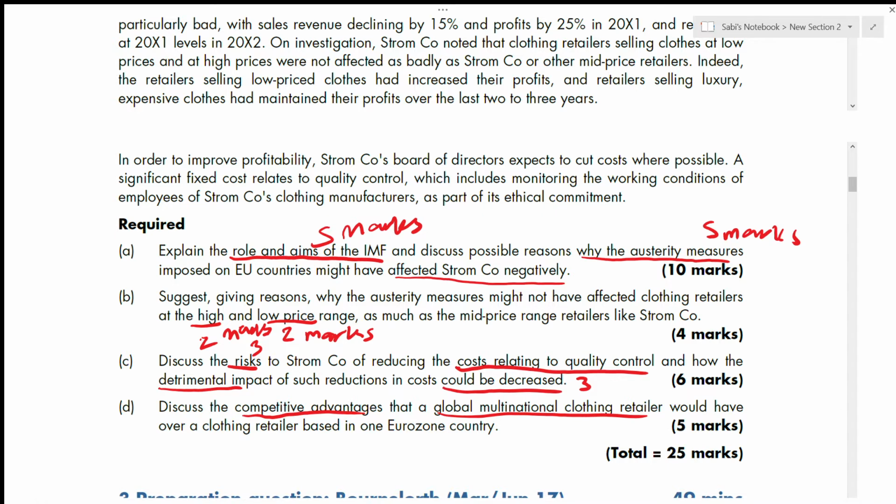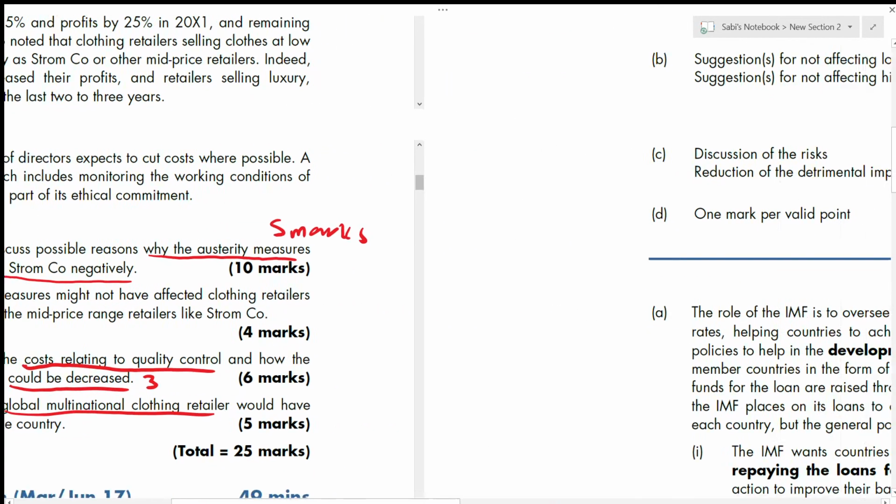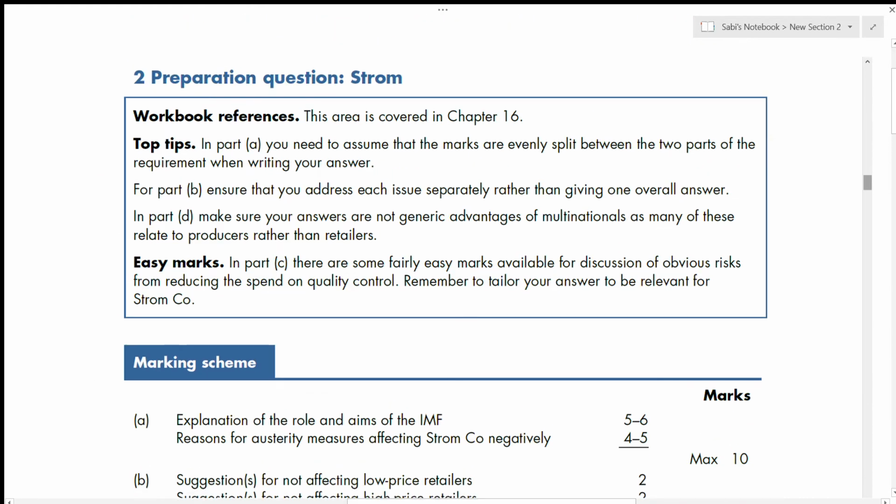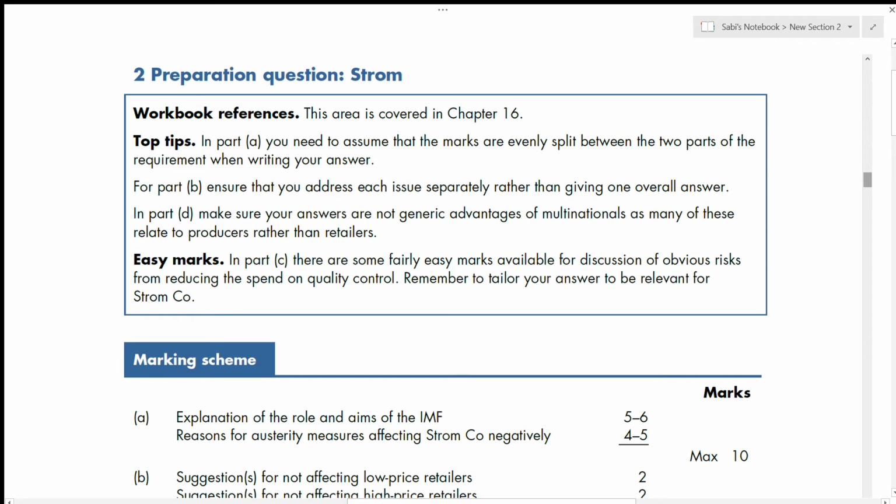So that means you have to discuss, come up with 5 points, right? This is how you need to decide when you read the requirements, how many points you're writing for each requirement based on the marks. Now let's go to the answer. Before the answer, I need to show you this, right? This is in your chapter 16, and the top tip is you need to split the marks equally.